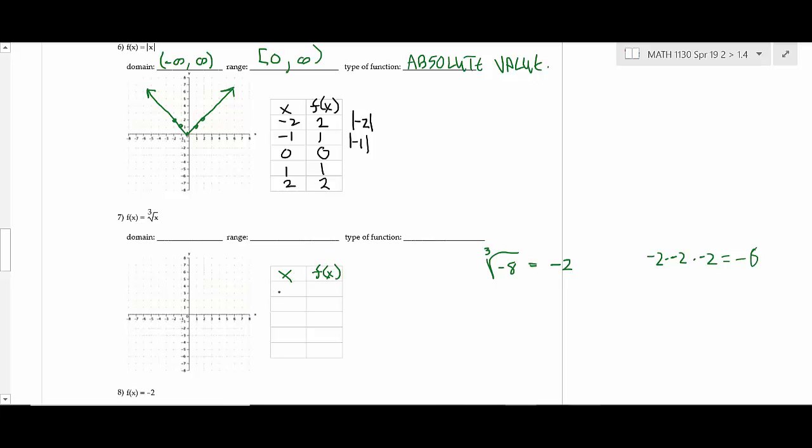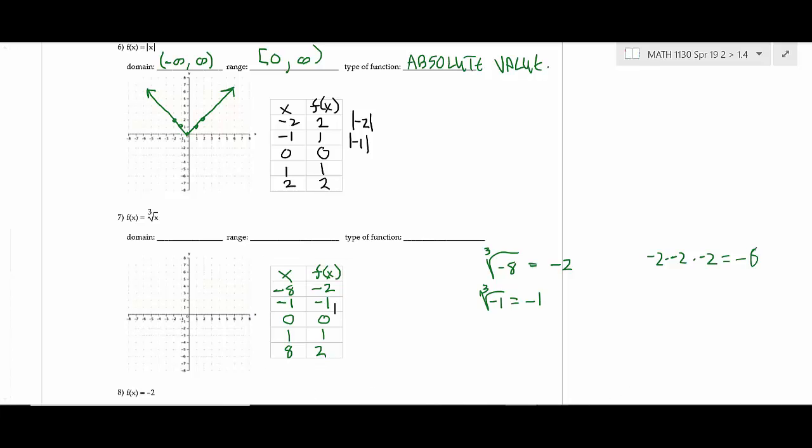Now what I would do is pick things I know, like negative 8. I wouldn't use negative 2; I'd use negative 1, because that turns out to be a whole number, and then 0, and then 1 and 8. Those are what we call perfect cubes. So the cube root of negative 8 is negative 2, the cube root of negative 1 is negative 1, the cube root of 0 is 0, the cube root of 1 is 1, and the cube root of 8 is 2. Okay, so we got that.